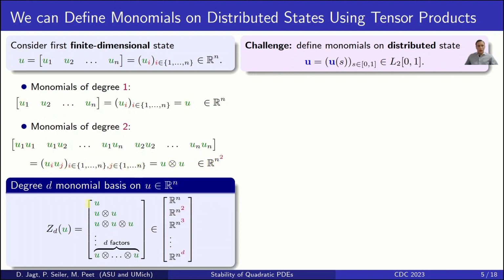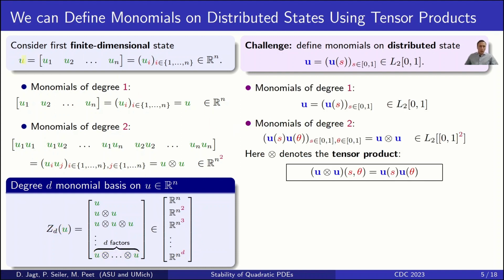More generally, we define a basis of monomials of degree d in our vector u by taking d Kronecker products of the state u with itself, where we note that this d order monomial will also involve n to the power of d elements. Moving now to the infinite dimensional case, we note that where our finite dimensional vector u here is indexed by this discrete variable i, ranging from 1 up until n, in the infinite dimensional case, the vector u is indexed by a continuous variable s ranging over the domain 0 to 1.